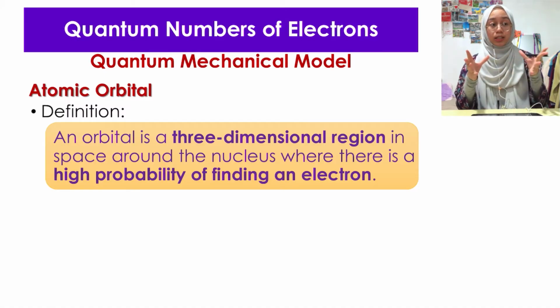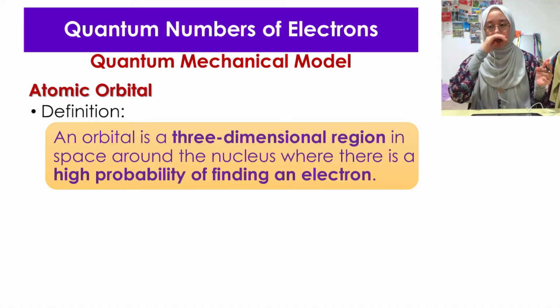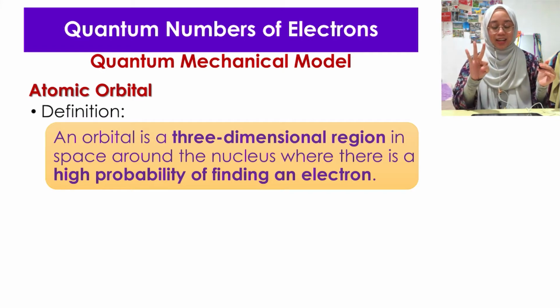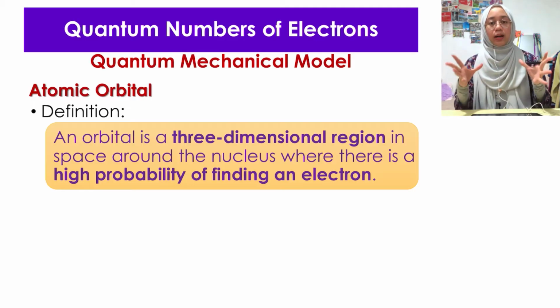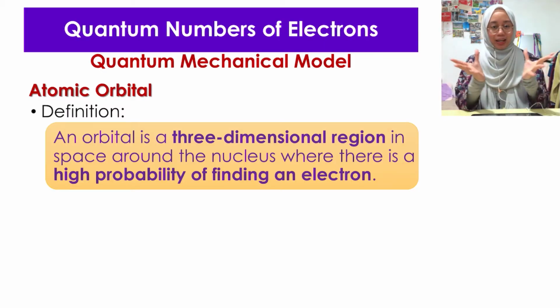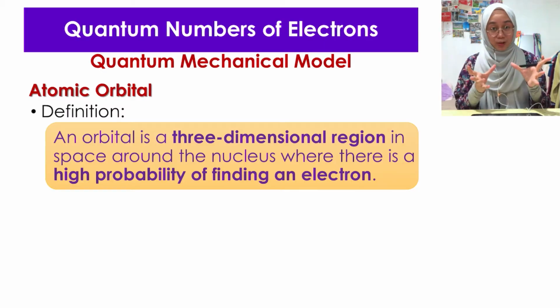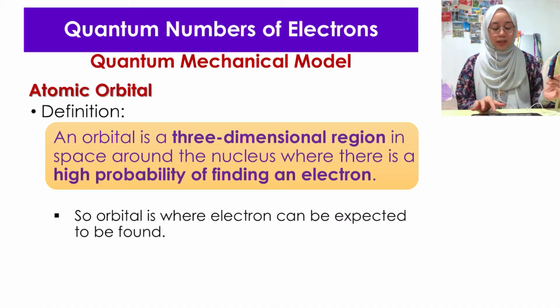Okay, so dia 3D space, bermaksud kalau 3D ni, kalau dia punya plane tu dia ada X, Y dengan Z axis. Okay, so dekat dalam orbital tu lah nanti kita boleh jumpa, there is a high possibility untuk kita jumpa electron lah. And position dia tak fix anywhere around the nucleus as long as dalam orbital tu sendiri. Okay, so orbital is where electron can be expected to be found.